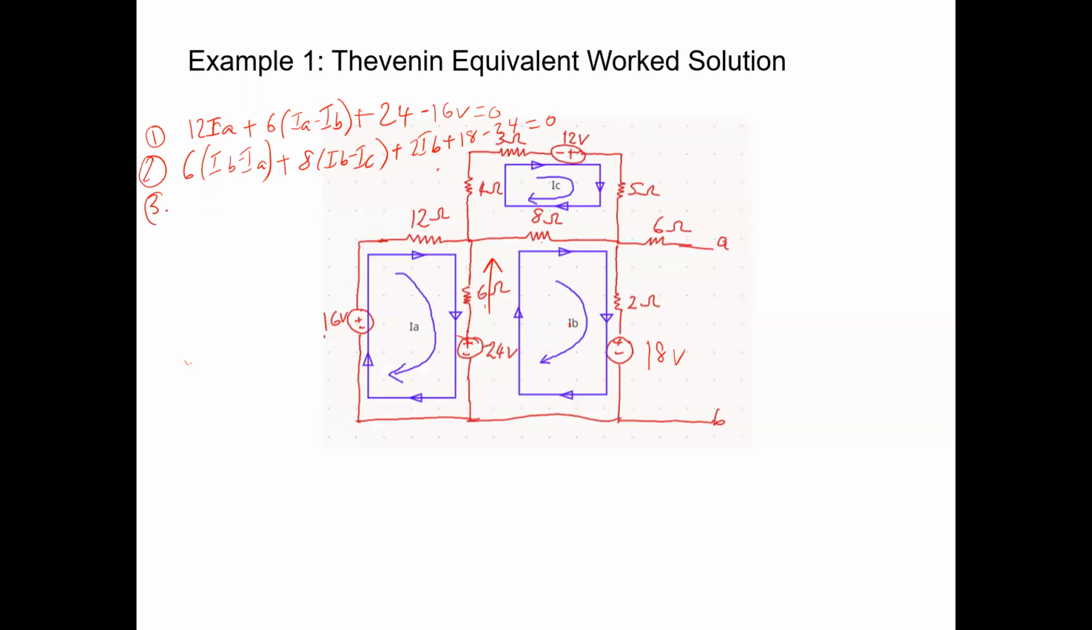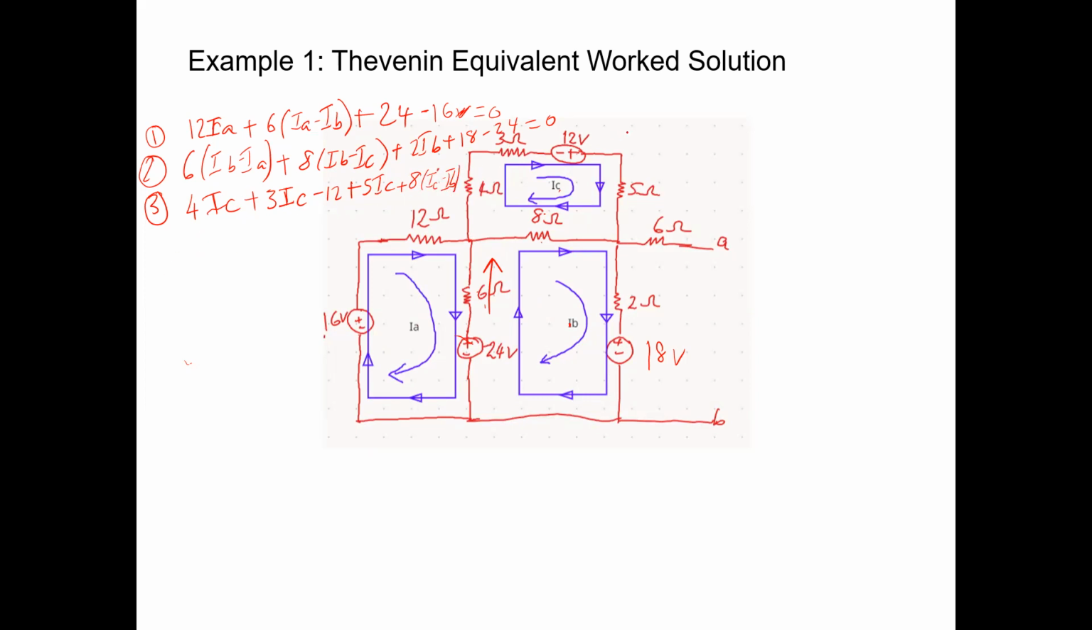And then at mesh 3, I can start with this one. From here, 4 times IC plus 3 times IC minus 12 volt. Whatever, I just put the voltage on here, but that's fine. We can just cancel this for now. And then plus 5 times IC. And then on here I have 8 IC minus IB, because IB is going this way. So 8 times IC minus IB, equals 0.